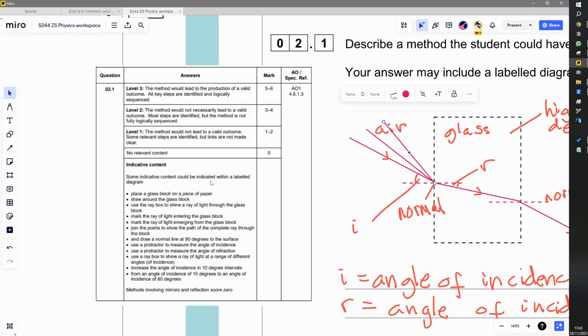Now, when you're trying to mark these questions for yourself, the most important bit is going to be the indicative content. Technically, this is the bit at the top that you use to mark it, but if your explanation is clear and flows, and it contains most of this indicative content, then you're bound to get 5 or 6, probably 6 marks. You can use this as well, but mainly stick to following the indicative content. It's a lot easier. Okay.